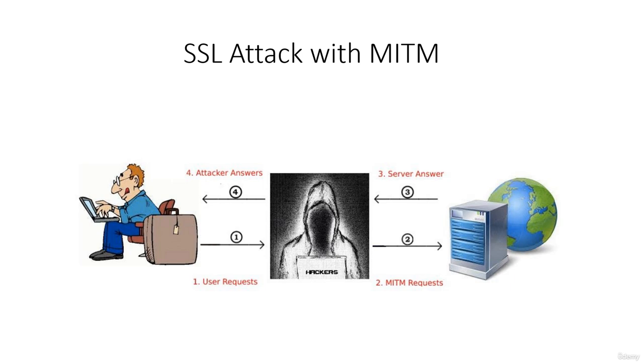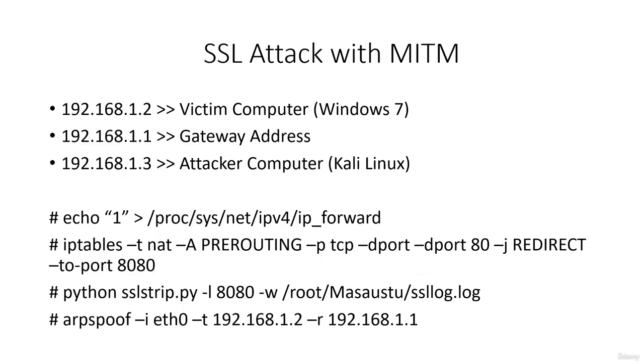So let's switch our method. What are we going to do? We are going to select this IP for the victim computer, which is Windows 7, and we are going to use this IP as our gateway address, and this 1.3 IP for the attacker computer, which is using Kali Linux. So the first step is that the attacker should enable IP forwarding on this computer.